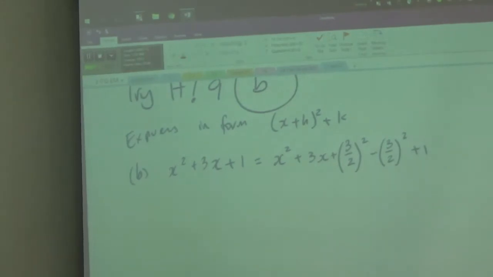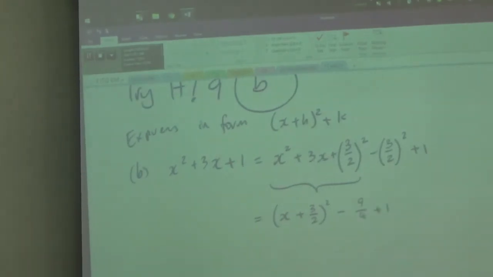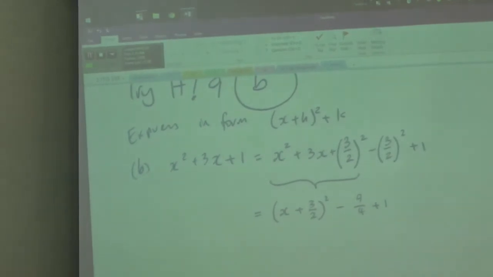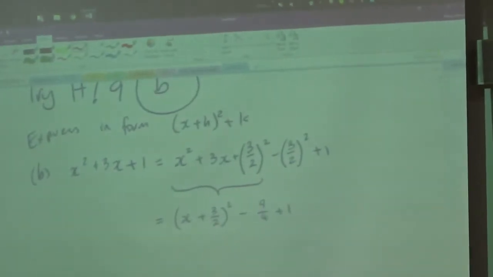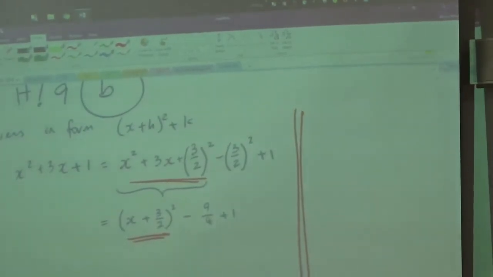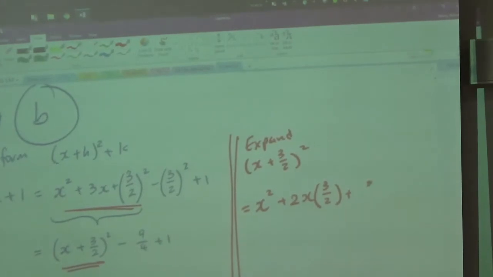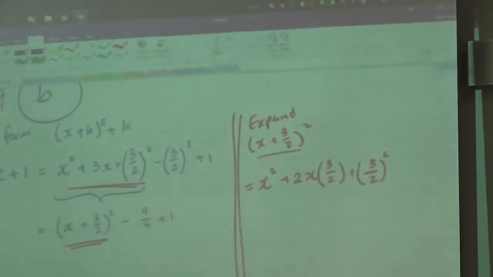Okay, then we realize that, hey, if I were to expand this, if I were to combine these three terms, I will get a perfect square, which is actually x plus 3 over 2 squared minus 9 over 4 plus 1. All right? Okay, that is for these first three terms. Now, let me just do a quick side working. Why is it that these three terms actually give me x plus 3 over 2 squared? Okay, some side working. Now, if in sec 1, you're told to expand x plus 3 over 2 squared, this is what you do. x squared plus 2 times x multiplied by 3 over 2 plus 3 over 2 squared. This is what you would have done in sec 1, isn't it? Okay, that is simply expand x plus 3 over 2 squared.